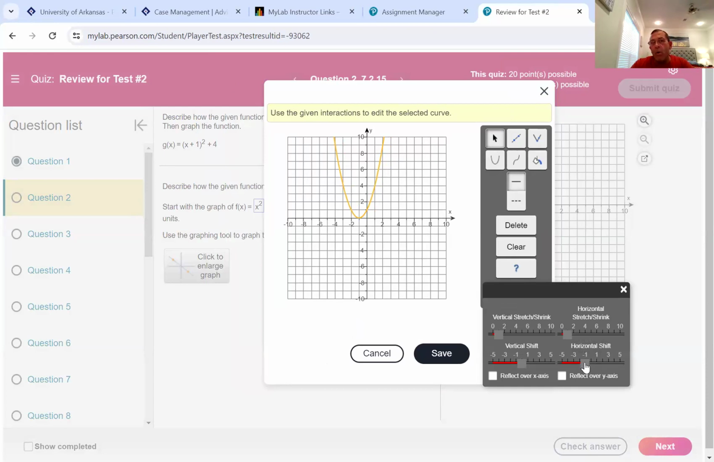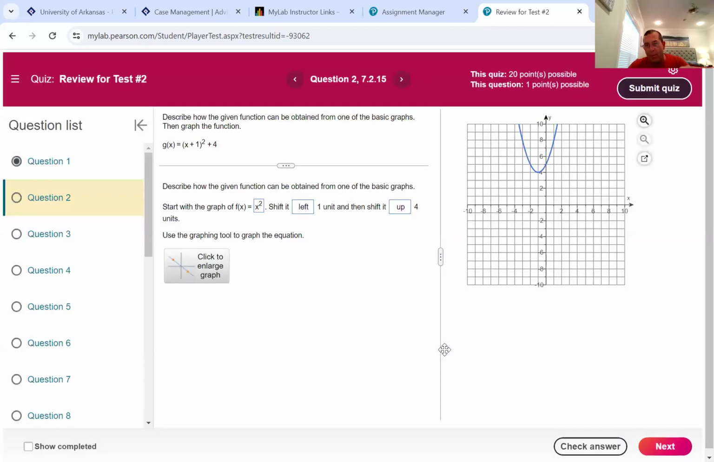And then +4, we said went up 4. So that'll be vertical. So the vertical, I'm going to move to +4. Now it's done all the moves I need. So we would save that and then move on. And y'all, you can graph these on your calculator, and it should look just like the graph we got over here, okay?